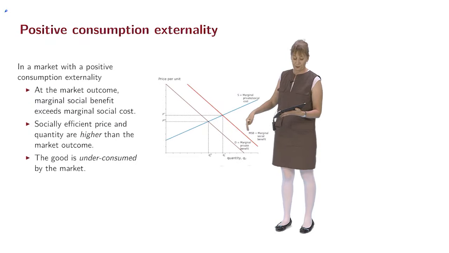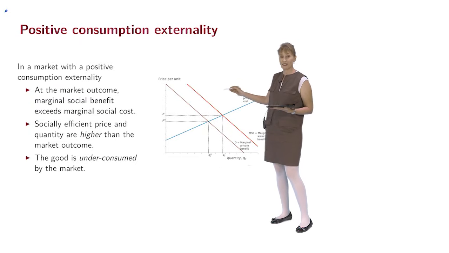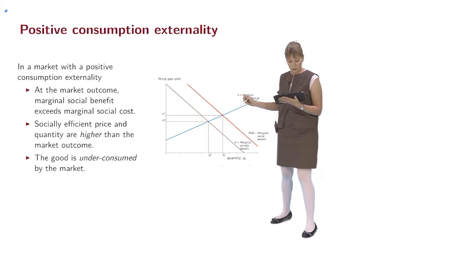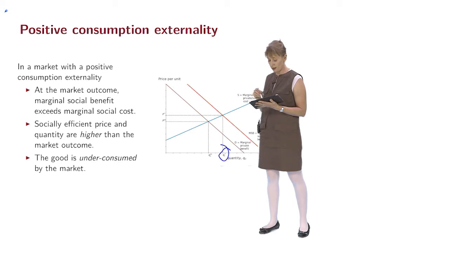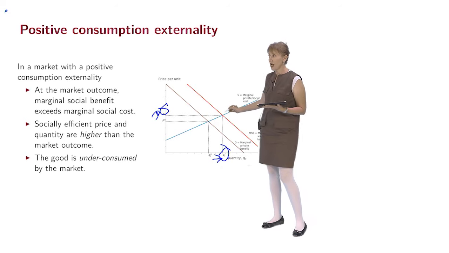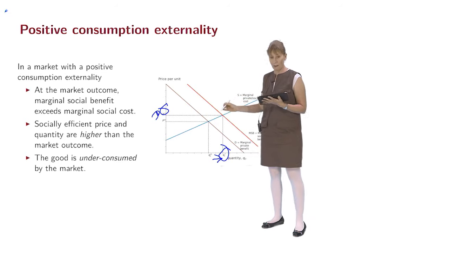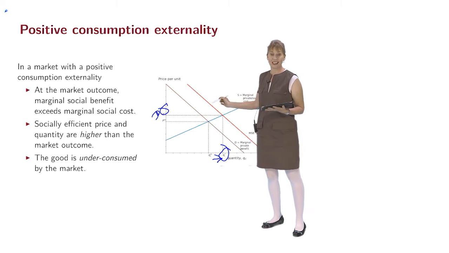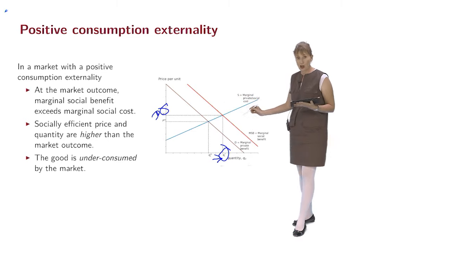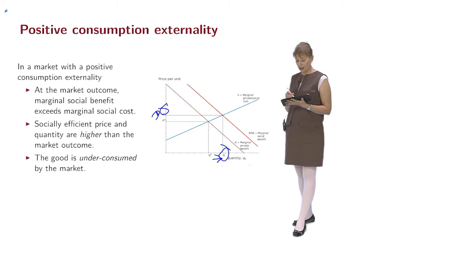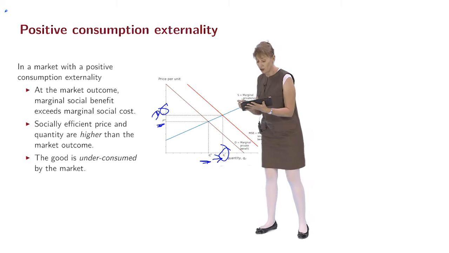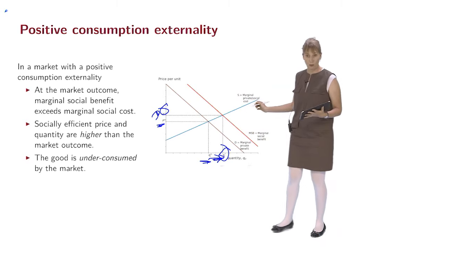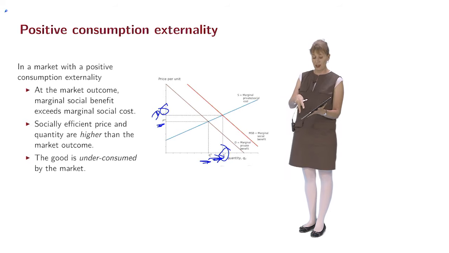and take a look. In a market with a positive consumption externality, the socially efficient price and quantity, this quantity right here, is higher than the market outcome. At the market outcome, marginal social benefit exceeds marginal social cost. So in the presence of a consumption externality, this outcome here is inefficient. This good is underconsumed. We would be better for having more. That's a positive consumption externality.